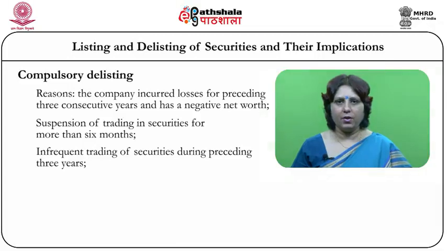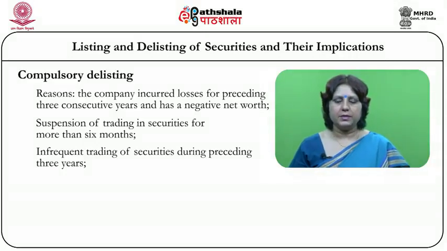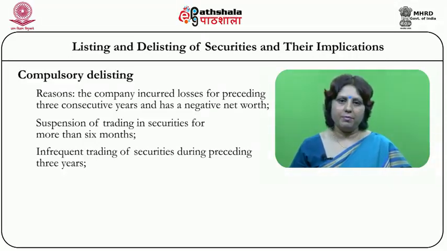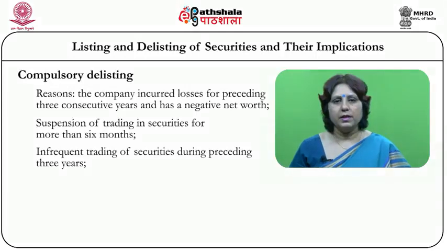The company, or any of its promoters or directors, have been convicted for failing to comply with the provisions of SCRA, the SEBI Act or the Depositories Act and the rules and regulations framed under them, and they have been awarded a penalty of not less than 1 crore or imprisonment of not less than 3 years. So this is the fourth ground.